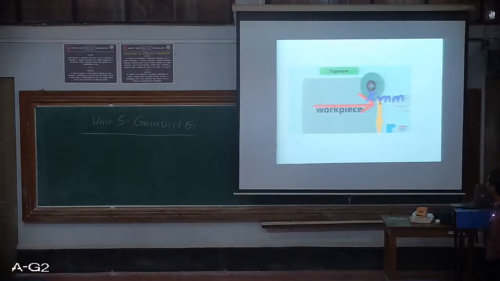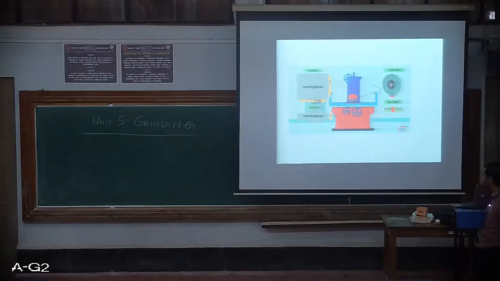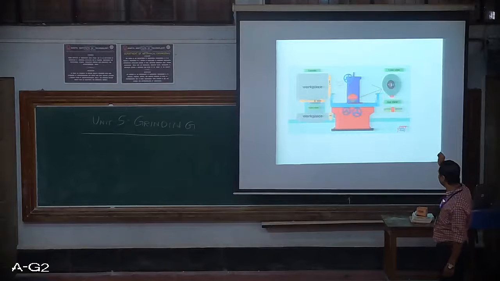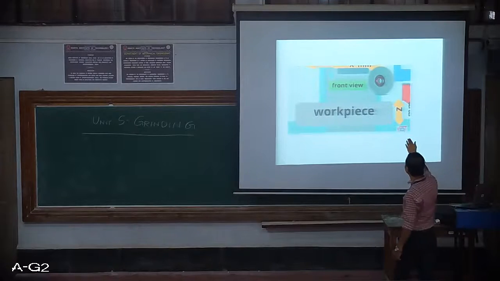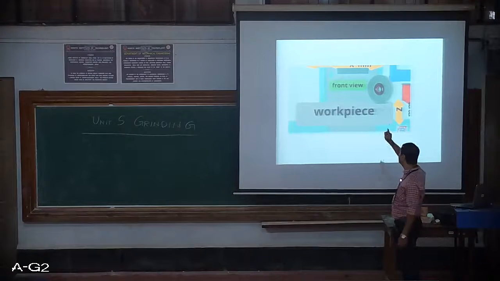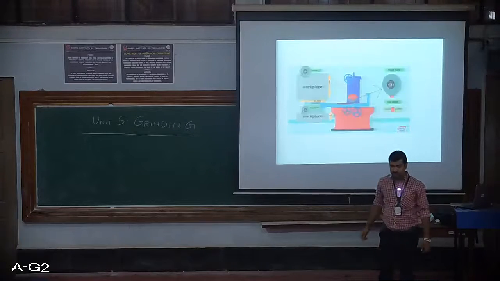Can you see this grinder workpiece? The workpiece is mounted. This is the cross feed. You can rotate that wheel, and the in-feed is given from the top, along the X, Y, Z axes. So you can see this is your grinder, mounted with the grinding wheel which you have seen. Fine.